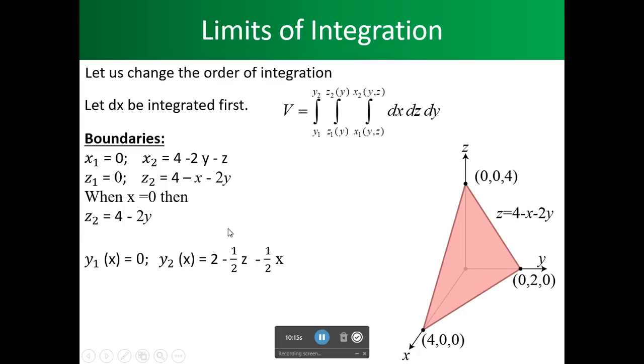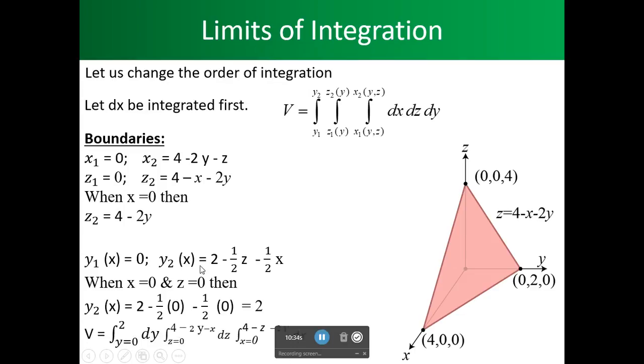This is our equation. Now what about when x equals 0 and z equals 0? What are we going to do? We plug that into this equation here, and we get y2 equals 2. So these will be the new boundaries and how we would write it up.